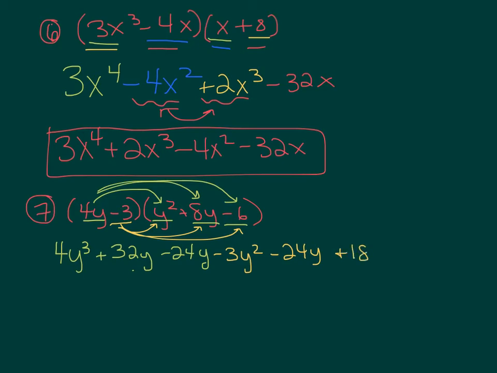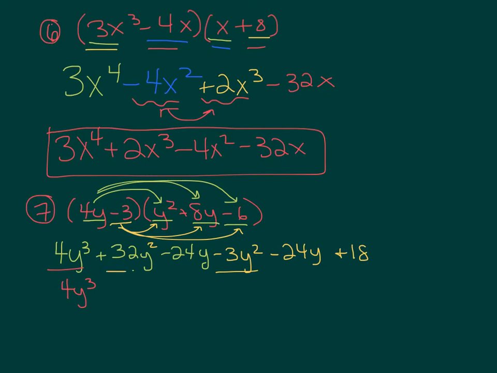The last thing I need to do is to combine all of my like terms. So I'm going to start with my 4y to the third. I only have one y to the third, so I'm just going to rewrite that as 4y to the third. Next is my y to the second. So I only have one of those, which actually I made a mistake on. So I should have gotten 32y to the second. So I'm going to now combine those properly.